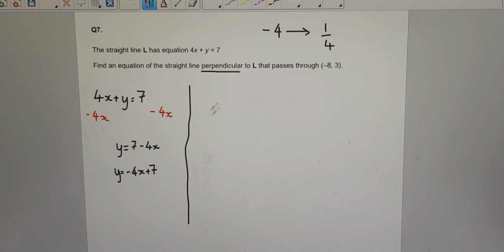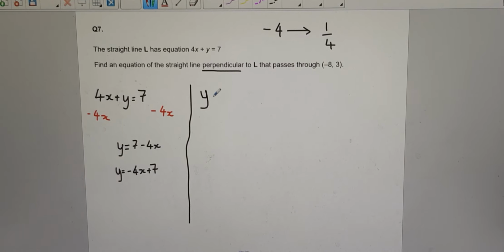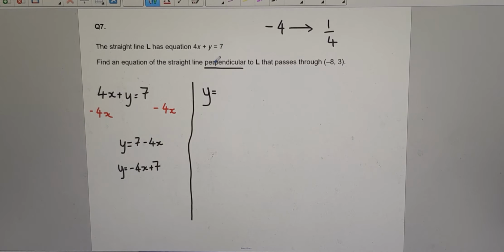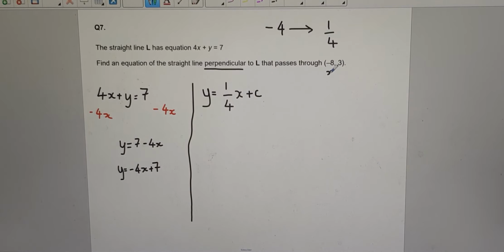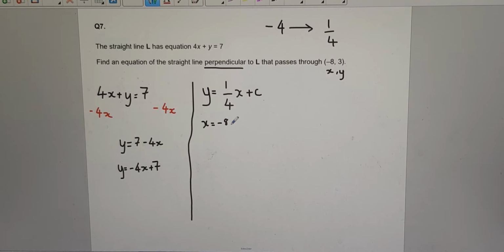Right. What do I know? I know lines are in the form y equals mx plus c, and I've just worked out my perpendicular gradient. y equals 1/4 x. This is annoying because this is not 0, so this is not my y-intercept. I need to substitute in my x value and my y value. I know that x equals -8 and y equals +3, and I'm going to substitute them in.